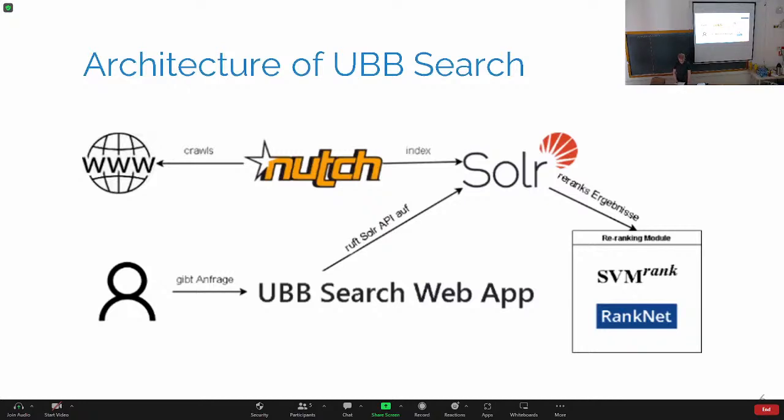Support Vector Machine rank and RankNet have been implemented and fed to Solr as trained models. After Solr has an index in which to look up data, a user can enter a query in the UBB search web app, which calls the Solr API to return the results for the query.